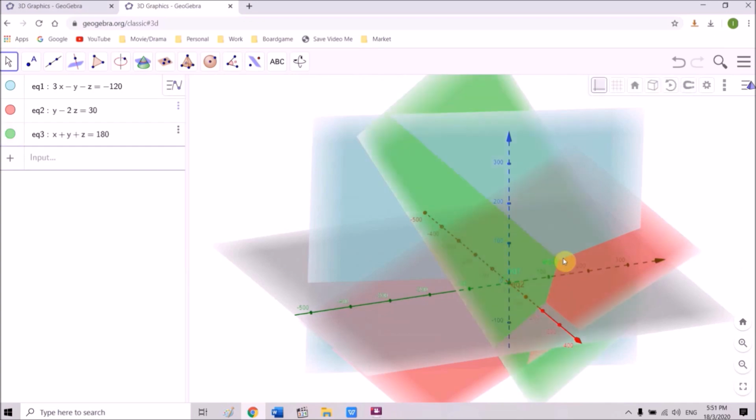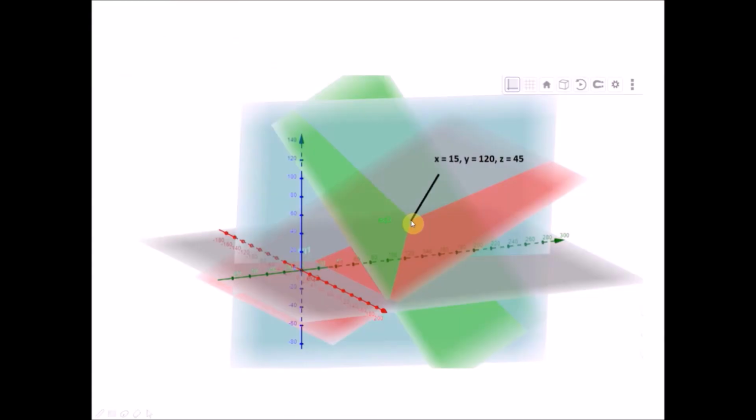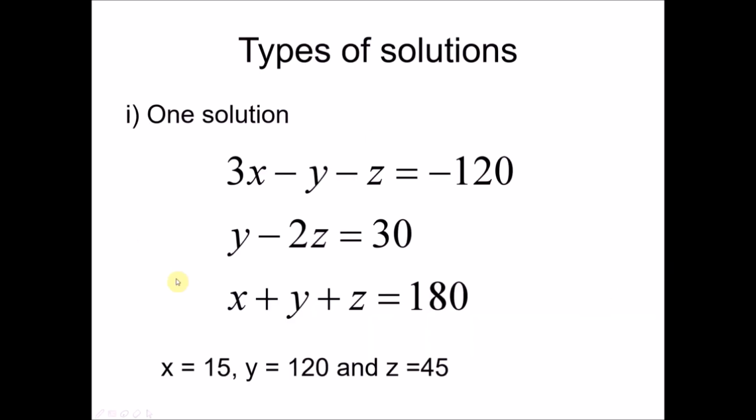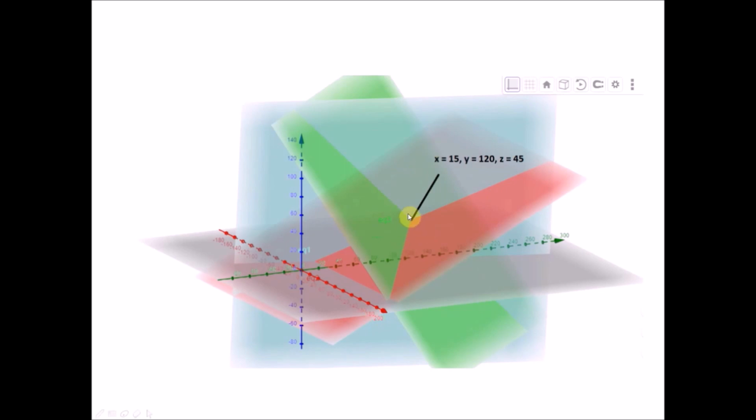Hence, this point here is actually the solution. Since there is only one intersection point, there is one solution. So this point here represents the one and only one set of solutions, which is x equals 15, y equals 120, and z equals 45. And the conclusion here is, when a system of linear equations has only one solution, the three planes formed from these three equations intersect at one point, which is this point.